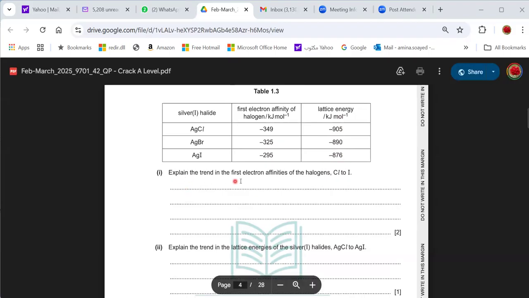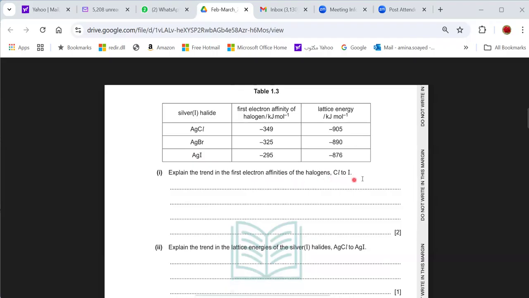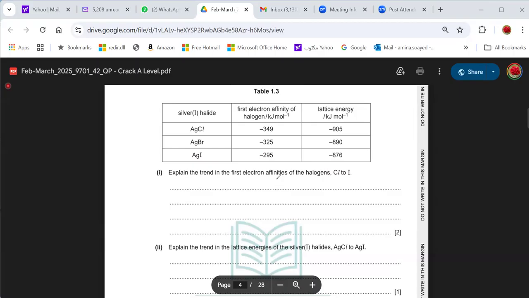And they said, explain the trend in the first electron affinities of the halogens, chlorine to iodine. So we see that the trend in the first electron affinity is that it becomes less negative as we go down the group. And we know, of course, that the electron affinity means the ability of the atom to accept an incoming electron to form the negative ion.